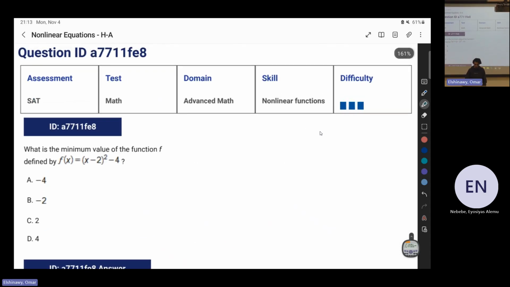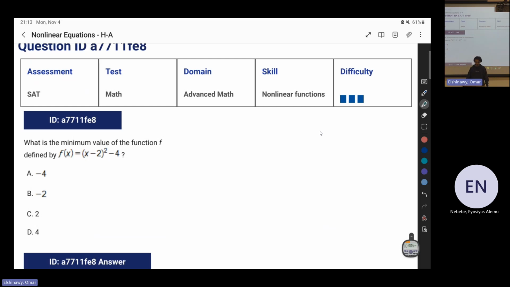Okay, and this is also another question about the minimum value of the function here. So maybe 30 seconds is okay.